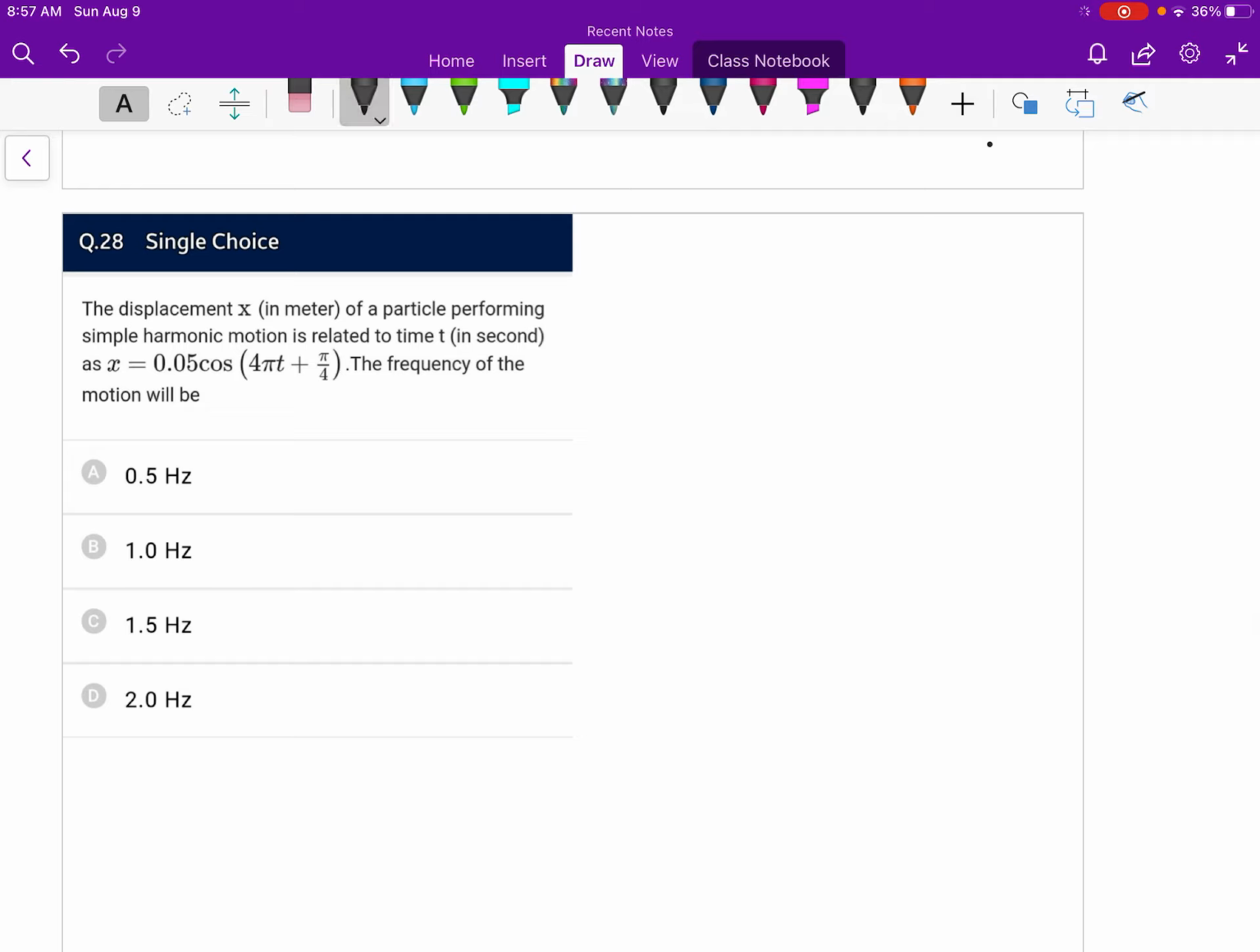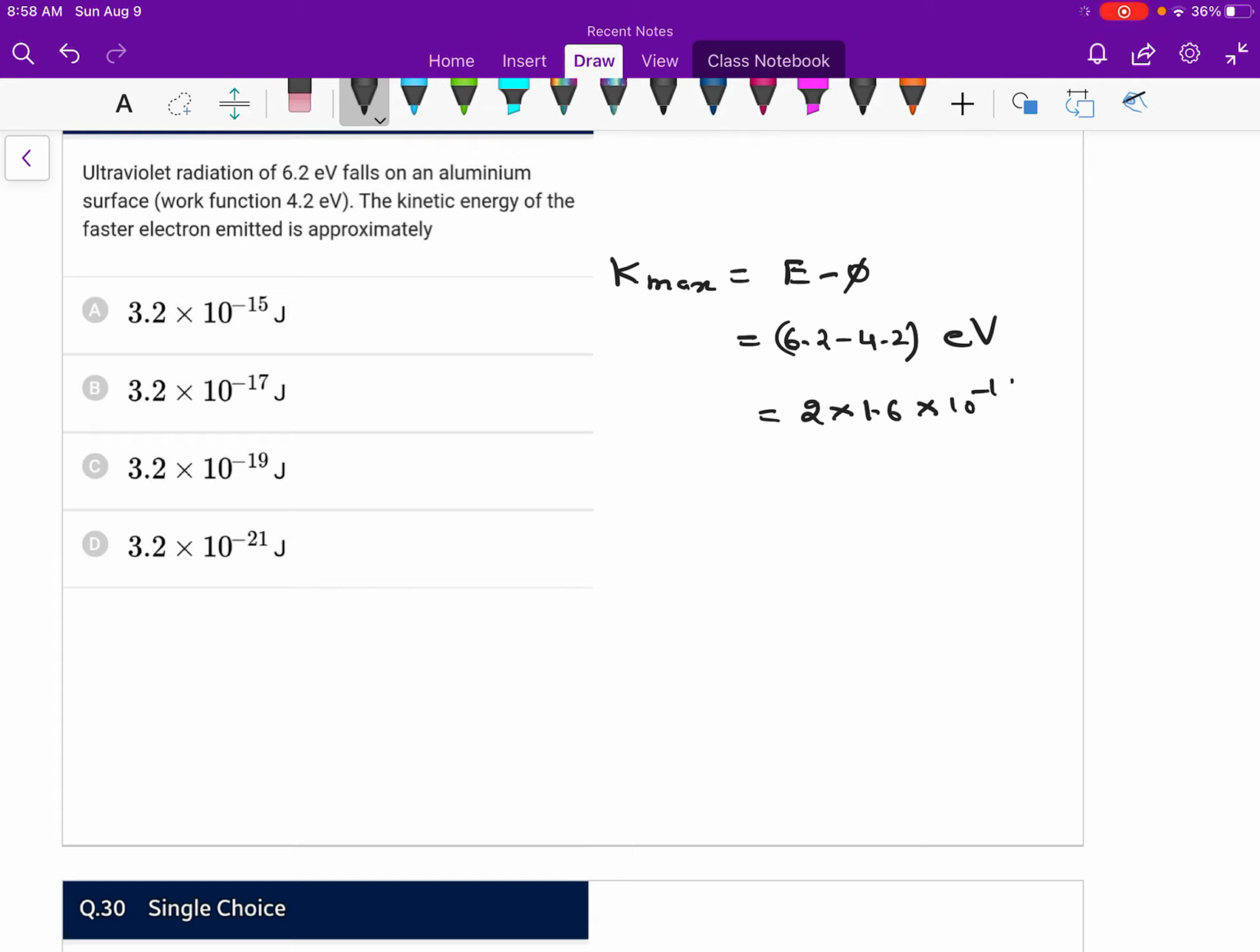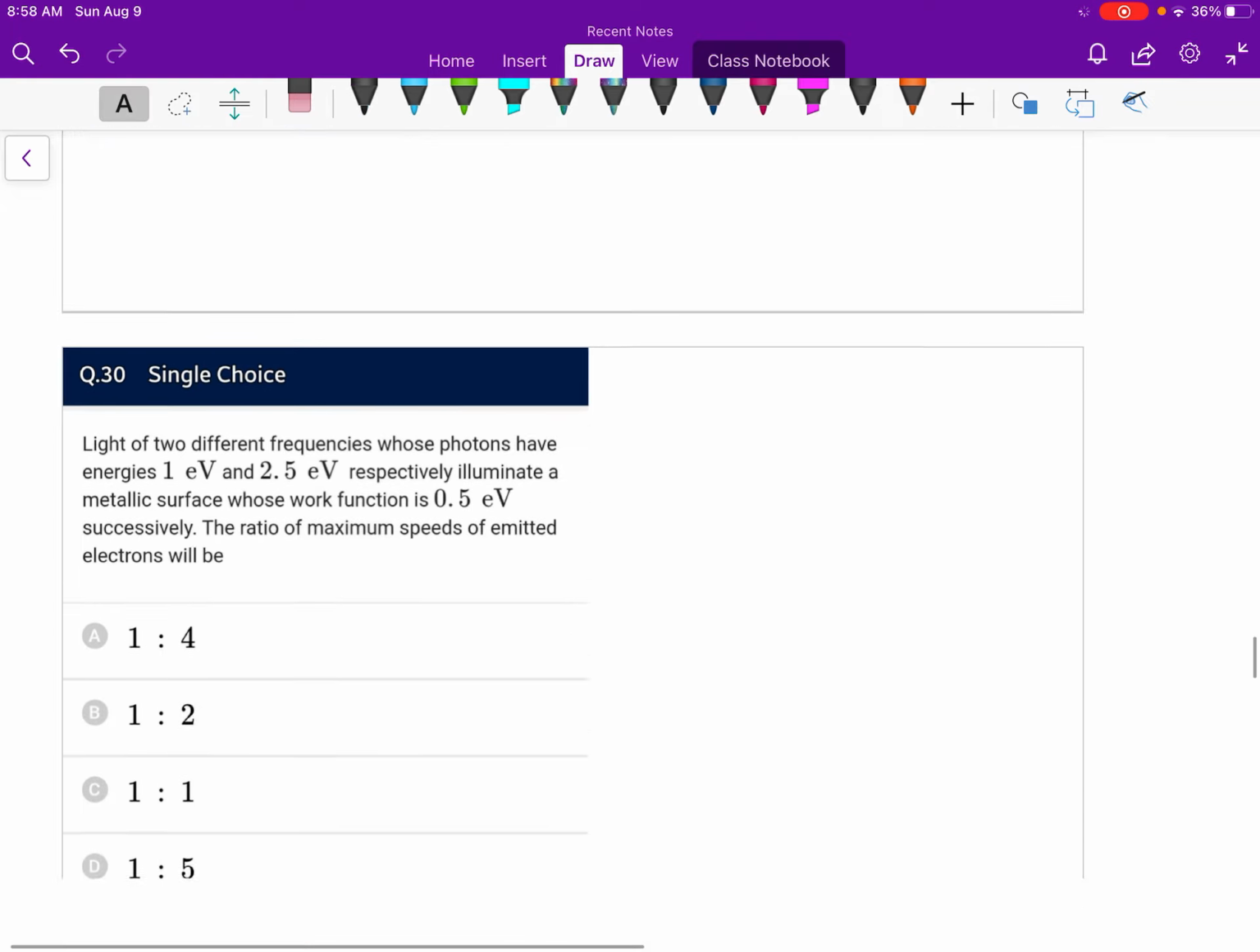The displacement of a particle performing SHM is given, find the frequency of motion. So let's compare the expression with A cos(omega t plus pi). So frequency is omega upon 2 pi, that is 4 pi upon 2 pi, which is 2 hertz. So D is the correct option. Ultraviolet radiation of this contains the fastest electron. So K max is E minus phi, that is 6.2 minus 4.2 eV, that is 2 into 1.6 into 10 to the power minus 19 joule, that is 3.2 into 10 to the power minus 19 joule. So C is the correct option.